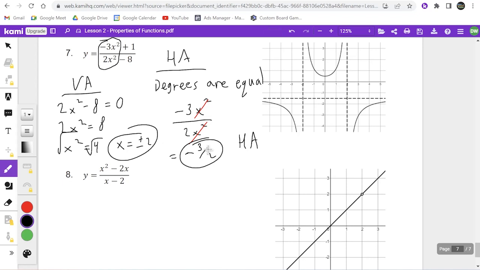Now, one thing that's kind of interesting, you'll notice we have 2 vertical asymptotes. Can anyone think of a way that I can get 2 horizontal asymptotes? Or is it impossible? Any ideas? I will tell you, there is a way.